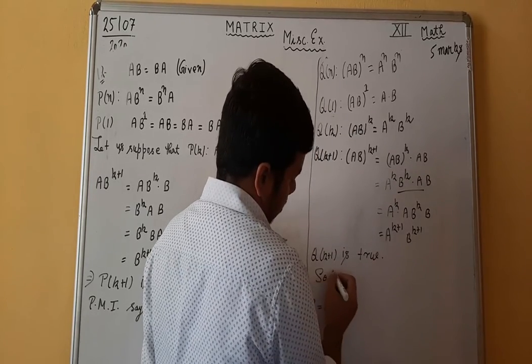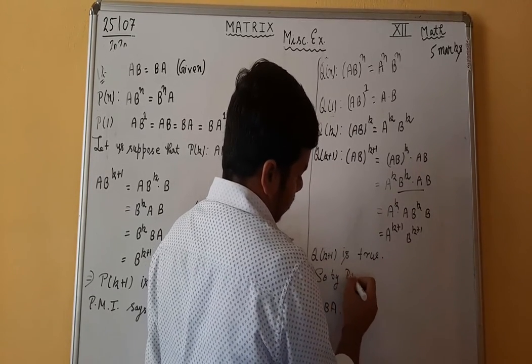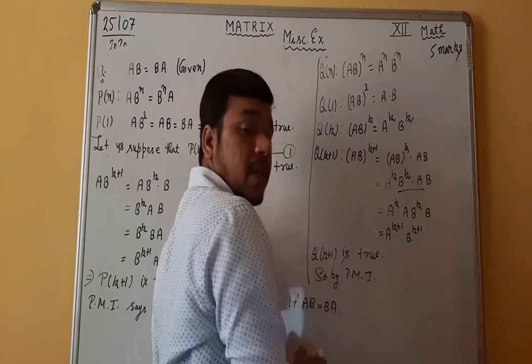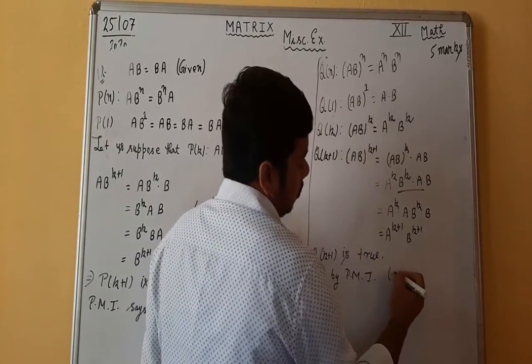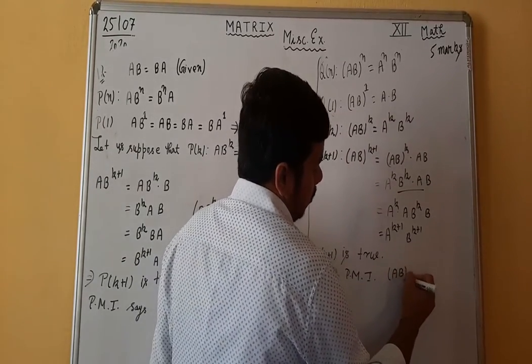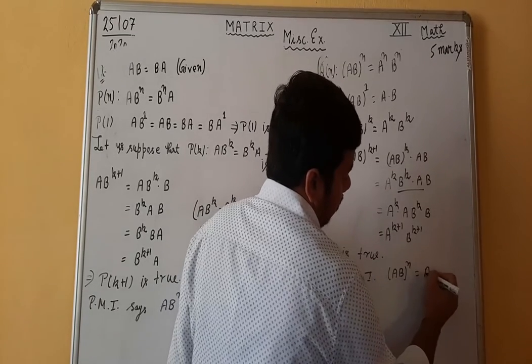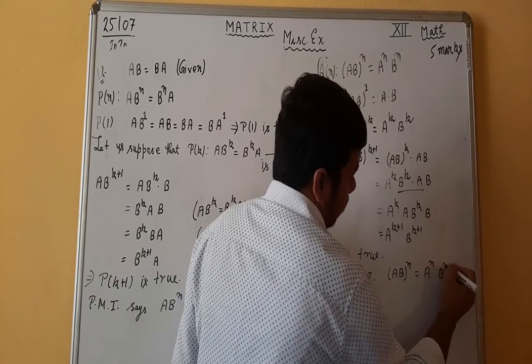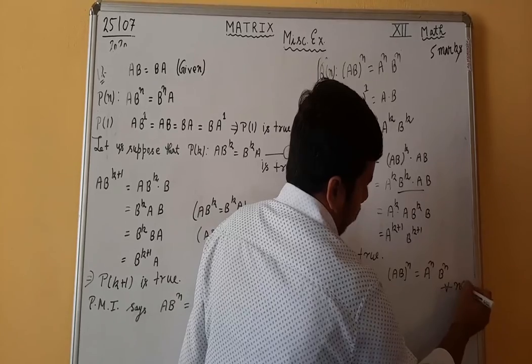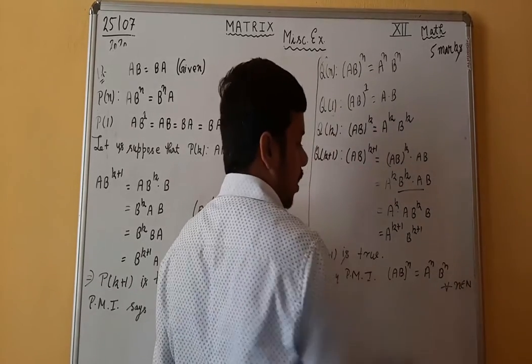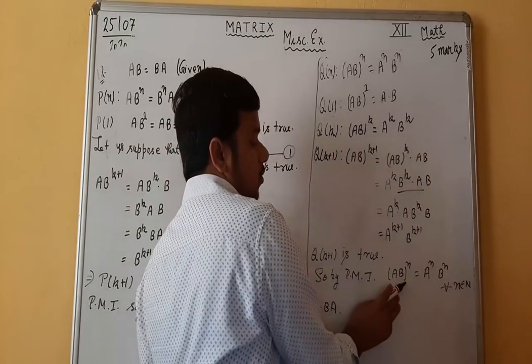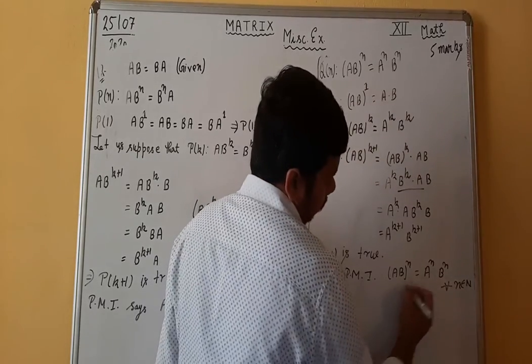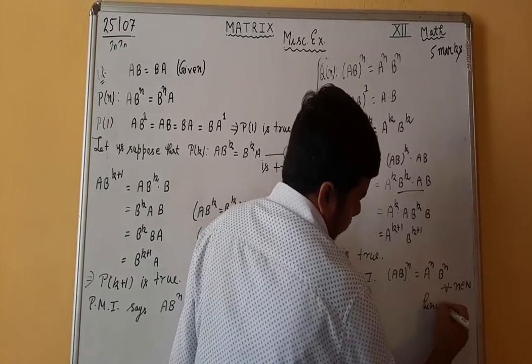So by mathematical induction, principle of mathematical induction, the result is true for all natural numbers. AB raised to the power n is equal to a raised to the power n, b raised to the power n for all n belongs to N. Right? This is the thing which you have to prove. Right? Hence the result.